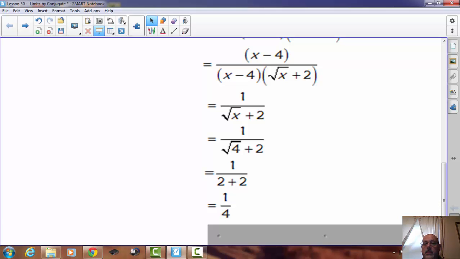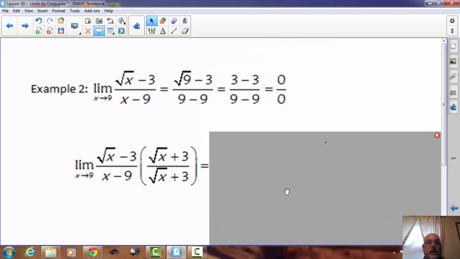So let's take a look at another example. If we look at the function, we want to evaluate the limit as x approaches 9 of this function. Square root of x minus 3 over x minus 9. And when we evaluate that, we have an indeterminate form of 0 over 0. So now we're going to multiply by the conjugate. The conjugate is radical x plus 3 over itself.